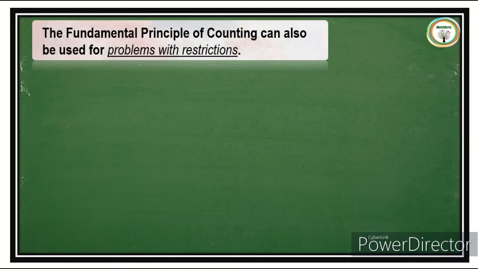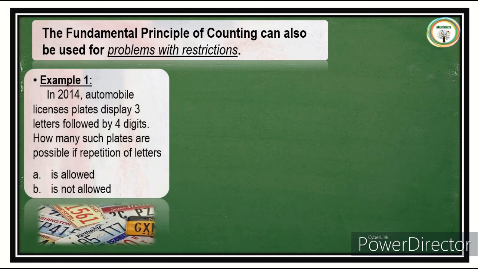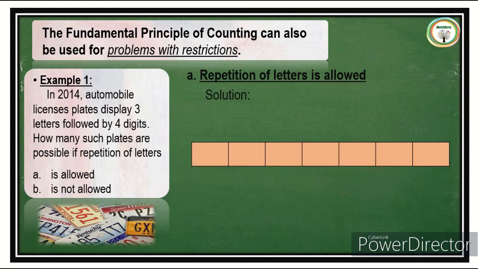The fundamental principle of counting can also be used for problems with restrictions or conditions. Example, in 2014, automobile license plates display 3 letters followed by 4 digits. How many such plates are possible if repetition of letters for letter A is allowed and for letter B is not allowed? Let's have first repetition of letters is allowed. So we have 7 characters for the license plates. The first 3 characters are for the letters and the remaining 4 characters are for the digits.